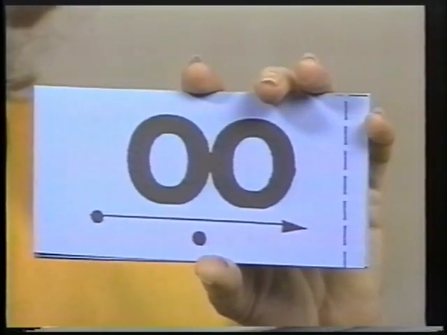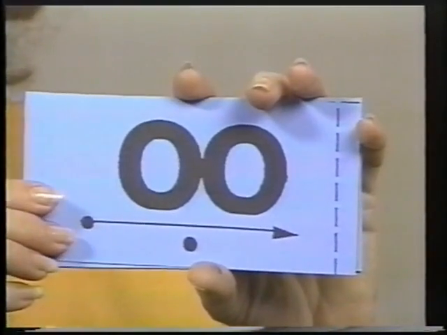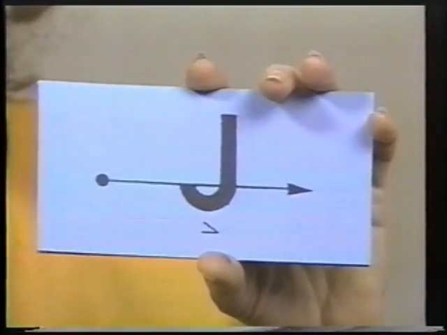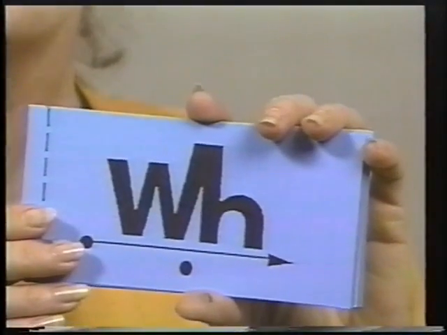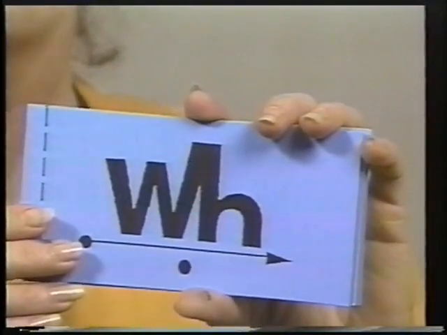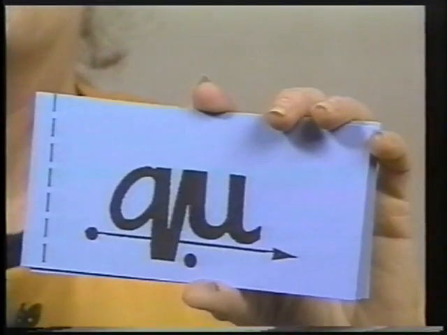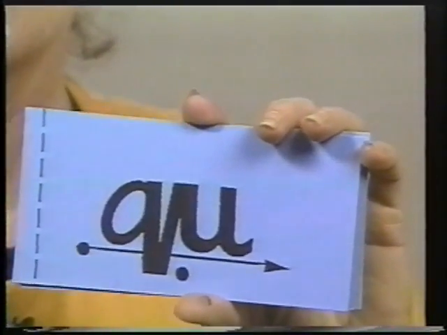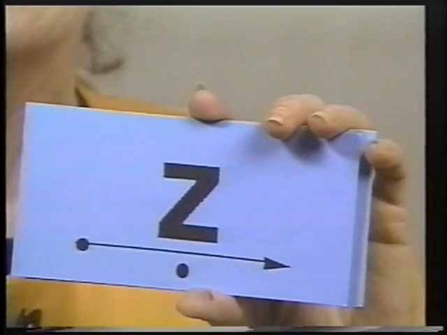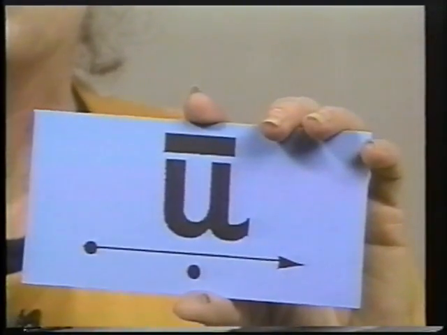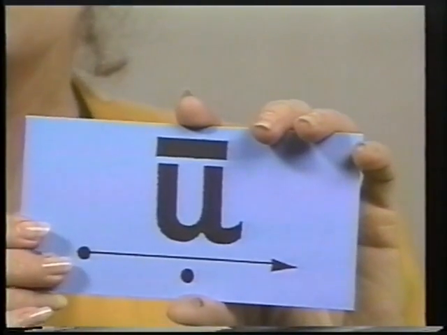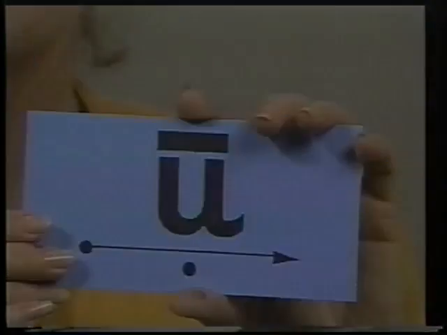The letters OO make the sound oo, as in moon. The letter J makes the sound J, as in jump. The letters WH can be pronounced just like the letter W. The letters QU make the sound kwoo, as in queen. Z, as in zoo. U with a macron is pronounced U, as in cute.